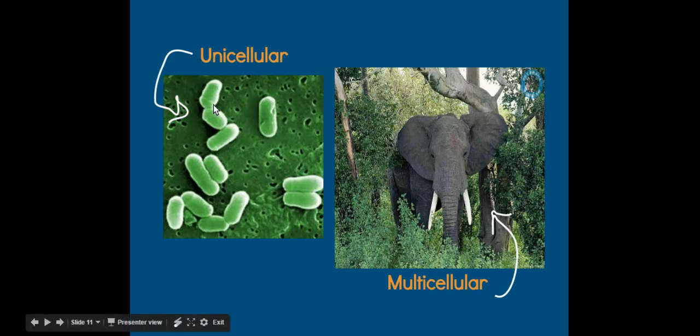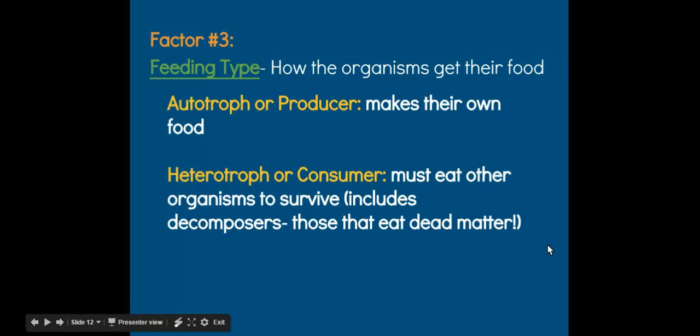Unicellular organisms would be kind of like this bacteria. This bacteria right here is the entire organism. And you have 12 bacteria in this picture alone. I think some of them might be dividing now. The elephant in this picture is one organism that's made up of many different cells working together to create the organism.